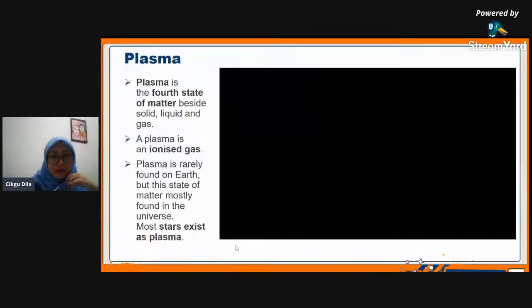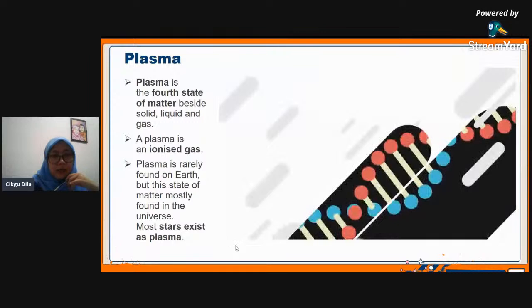So this is the fourth state of matter, which is plasma. So what is plasma? Plasma is the fourth state of matter besides solid, liquid, and gas. Plasma is an ionized gas. Plasma is rarely found on Earth, but this state of matter is mostly found in the universe. Most stars exist as plasma.